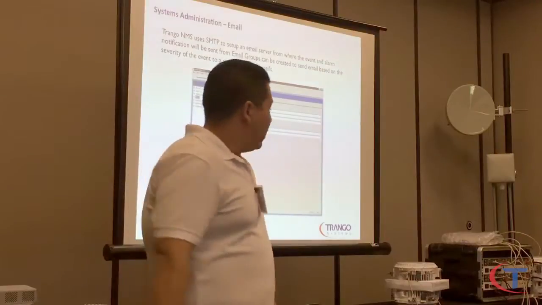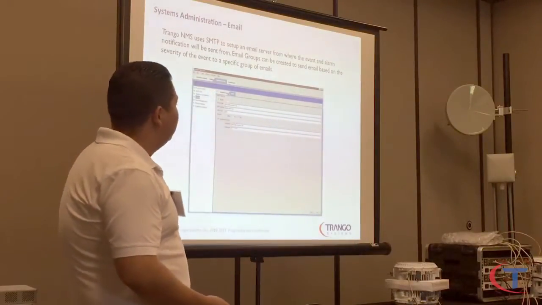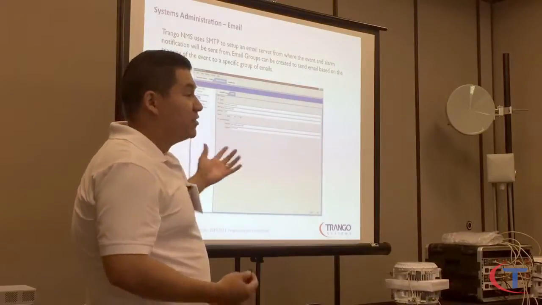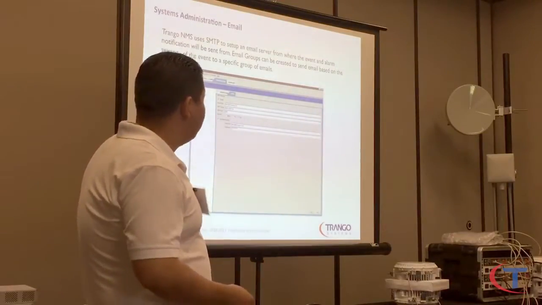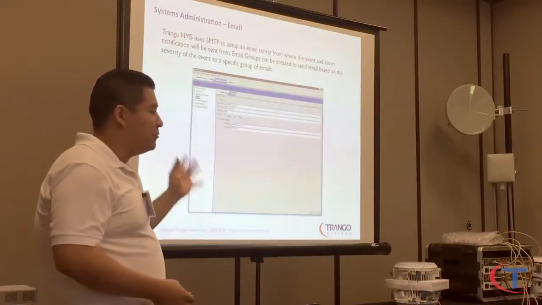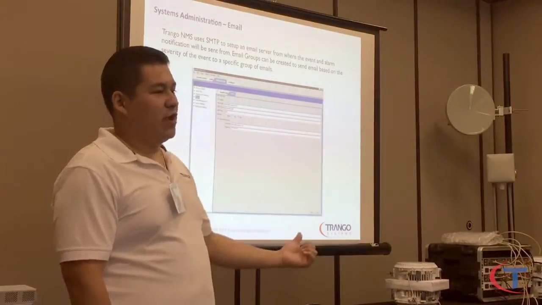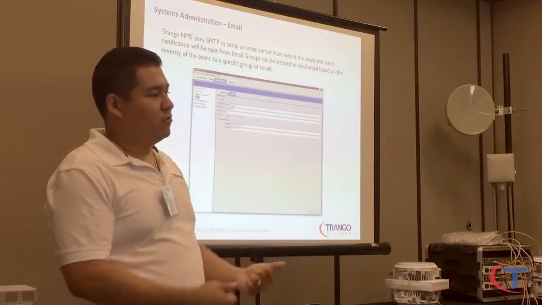Now for your email settings. Again, really simple. SMTP. The email address the emails are going to come from, then your SMTP server, and the port, and then the actual email of the server itself. I would recommend having one specific for Trango, so you know the alarm came only from the NMS.